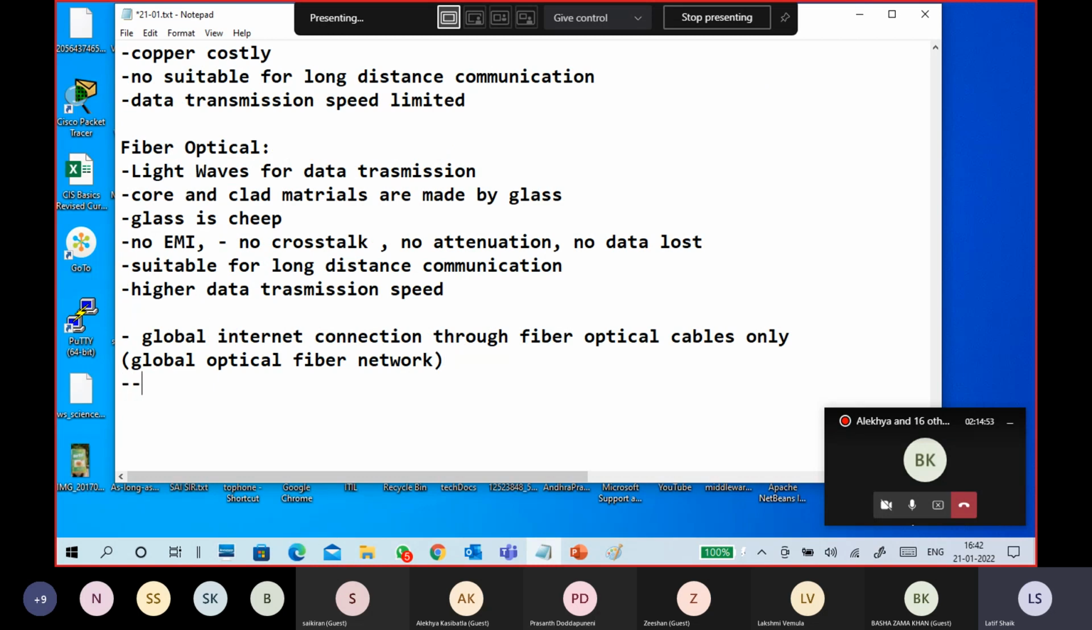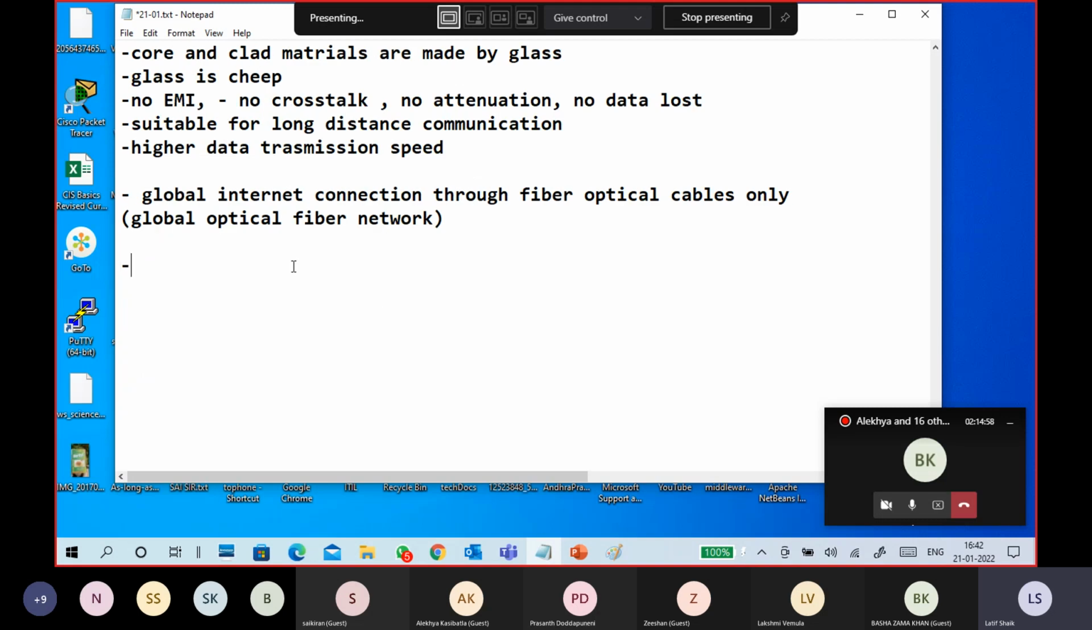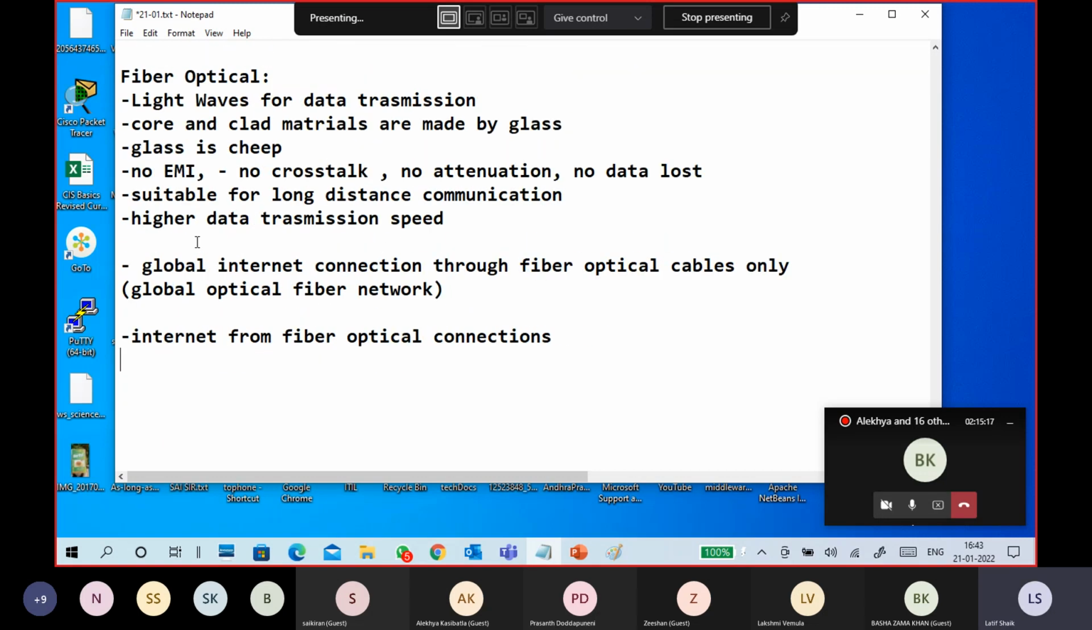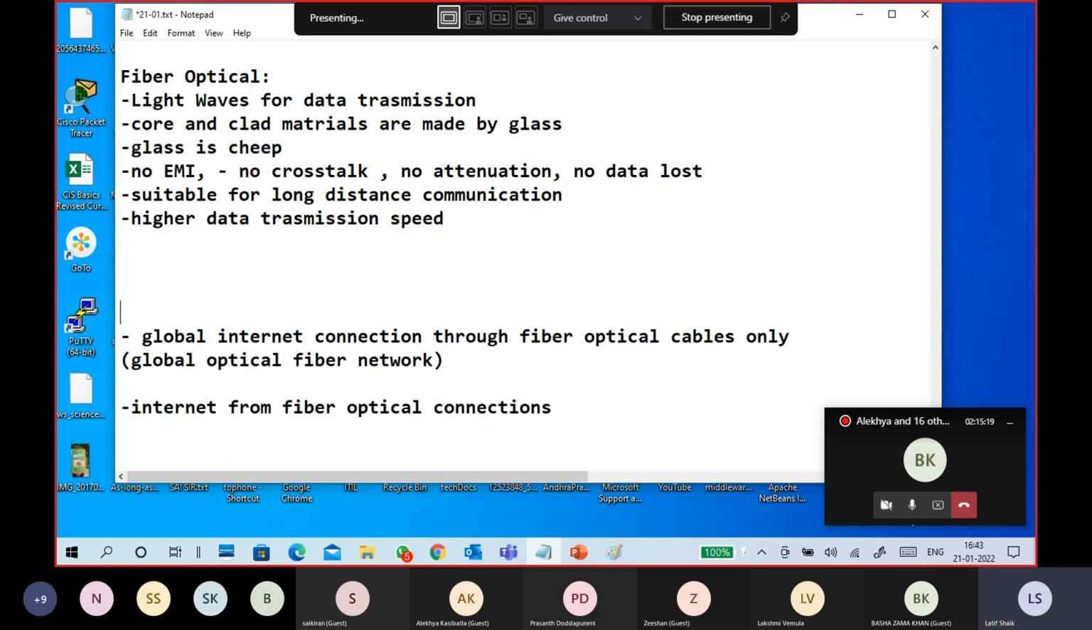A lot of people believe the internet is coming from satellites. No, you're accessing the internet from fiber optical connections only. So that is the main important point. It is suitable for long distance communication and higher data transmission speed.